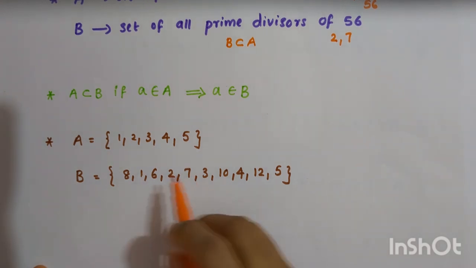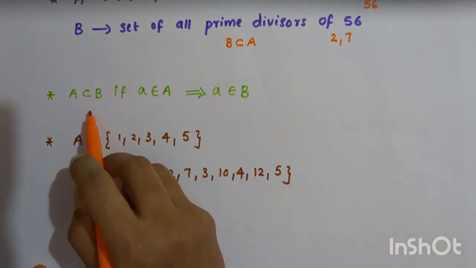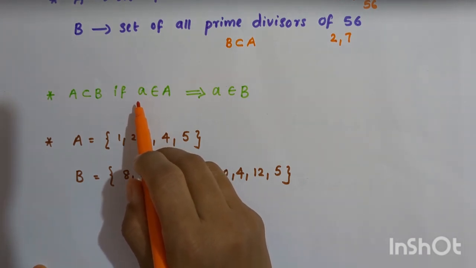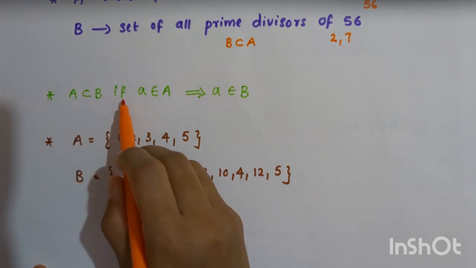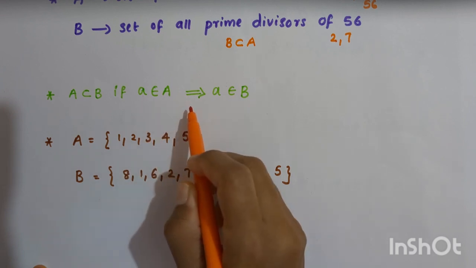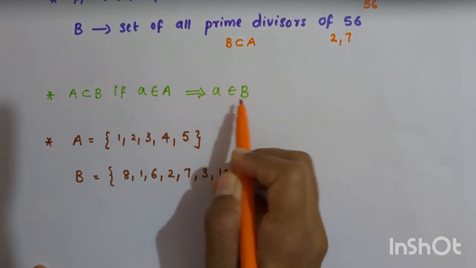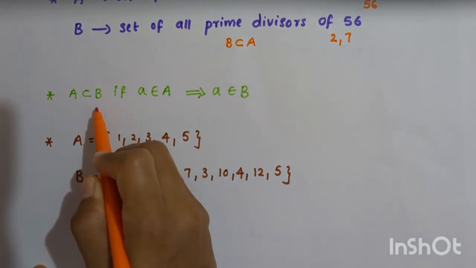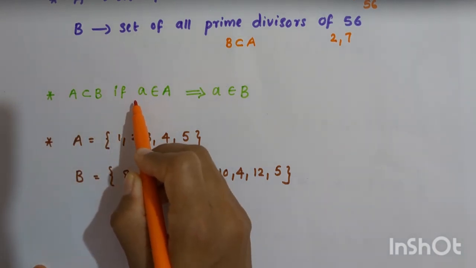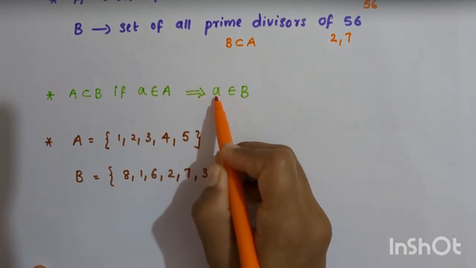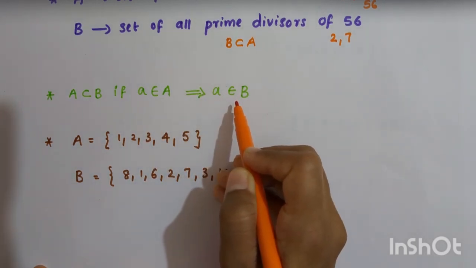And you see, A is a subset of B if a small letter a, which is an element of the set A, implies that a belongs to B. That is, a is also an element of B. So A is a subset of B if small letter a being an element of set A implies that a is also an element of B.